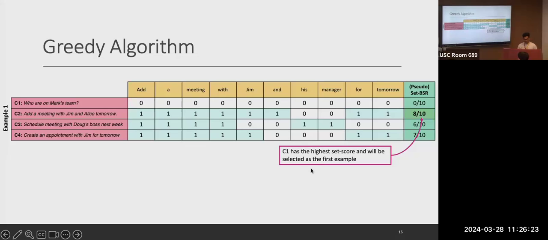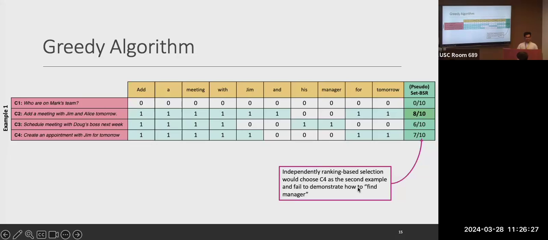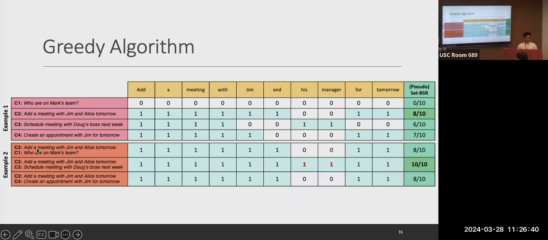Yeah, you're right, C2, that's a typo. And then if we were to select an independent ranking-based approach, the second element that you would select would be C4. And then you would miss out on the find manager thing, as I mentioned earlier. The greedy algorithm, on the other hand, would try all the other instances like C1, C3, C4 along with C2, and then compute a set score on each of the tokens.